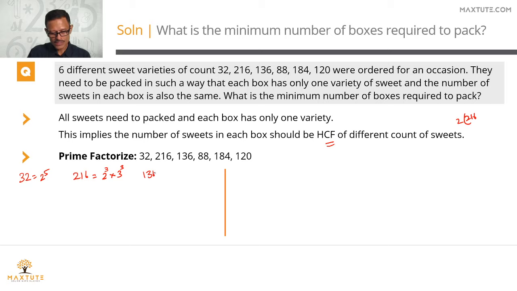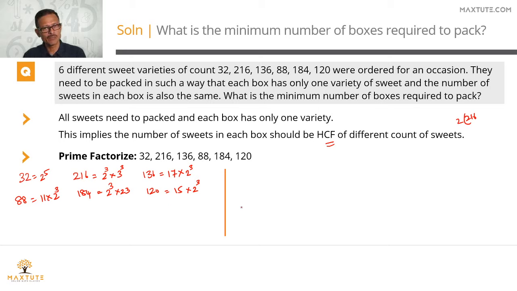136 is equal to 17 times 8. If you know your tables, it's going to be super easy for you. 88 is quite evident as 11 into 8, which is 11 times 2 cube. 184: 160 is divisible by 8, so 184 should be divisible by 8, which is equal to 8 times 23, which is 2 cube times 23. Lastly, 120 is certainly divisible by 8, which is 15 times 8, 15 times 2 cube. So we have prime factorized all these numbers.